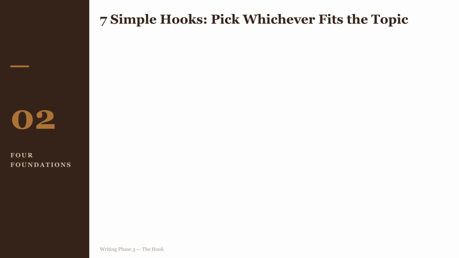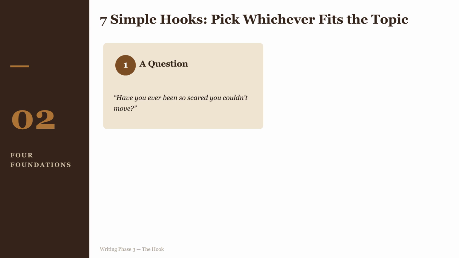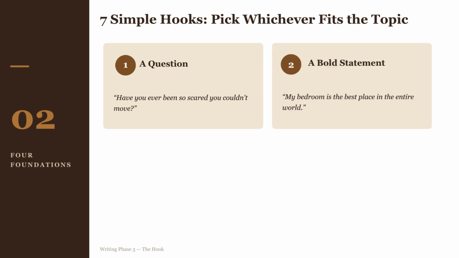7 kinds of hooks I teach. I keep this simple, 7 types, and I let him pick whichever one fits his topic best. 1. A question. Ask the reader something directly. Have you ever been so scared you couldn't move? 2. A bold statement. Say something strong and specific right away. My bedroom is the best place in the entire world.